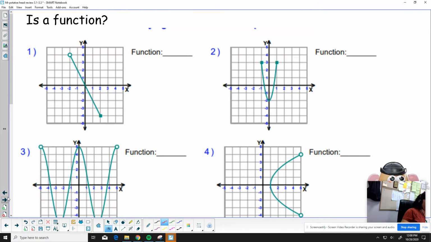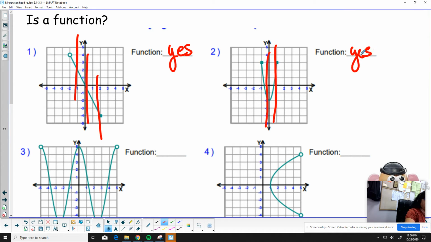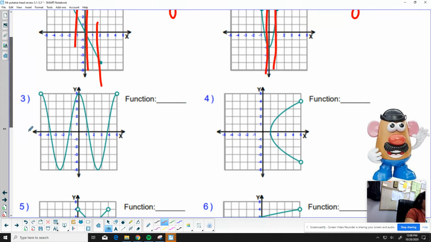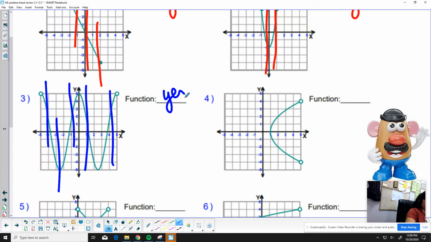Okay? All right, is it a function? So this is a vertical line test, big time. Okay, so I take my line and I draw some vertical lines, and it only crosses once no matter where, so it's yes. Okay, this is also a function because no matter where I draw it, it only crosses once. Let's see on this one. Only once, no matter where I keep drawing it. This is a function.